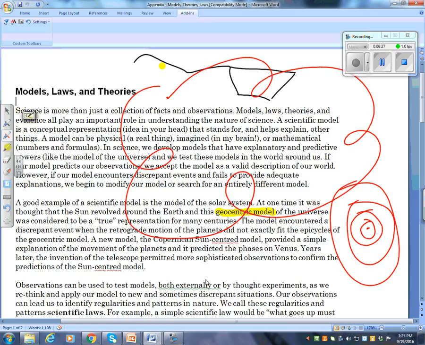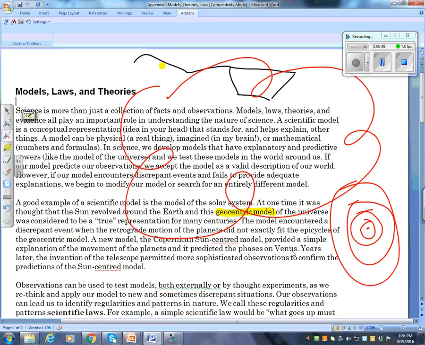The new model, the Copernican sun-centered model, provides a simple explanation of the movement of the planets, and it predicted the phases on Venus. What I mean by that is, when you look at the moon at nighttime, quite often it's a quarter moon, half moon, three-quarter moon, full moon. You guys know what that means, right? Copernicus said, with my model, the same thing's going to happen with Venus.